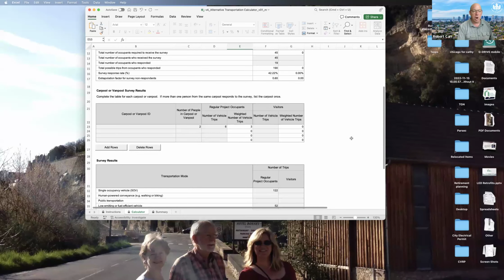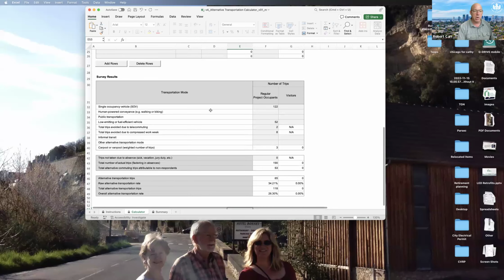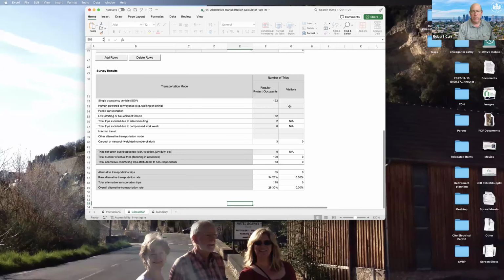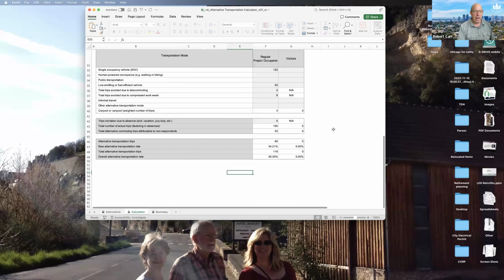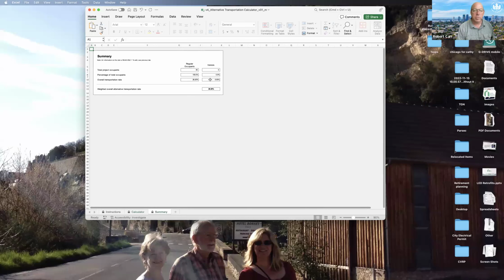And again, this is the carpool information, transportation mode. We just filled this out as we got the data, and we found that our overall transportation rate was about 26%. That's what we found. All right. And so that's what we do there. And then the summary, 26% was our rate. So this is what it looks like.